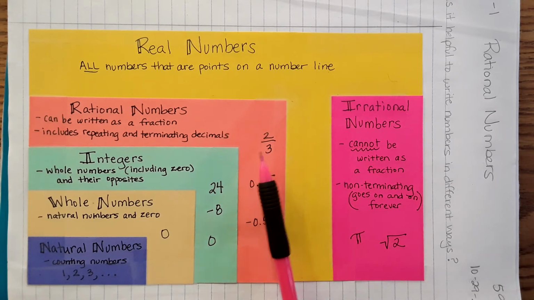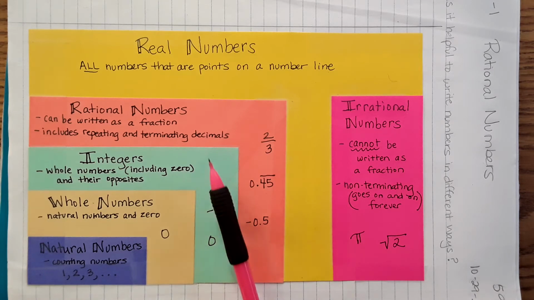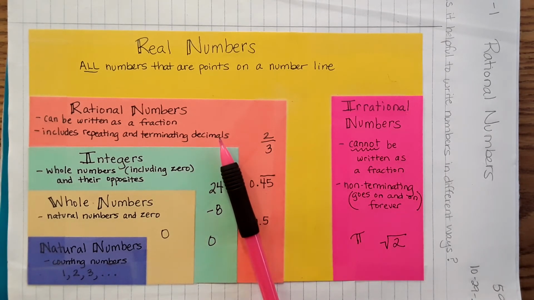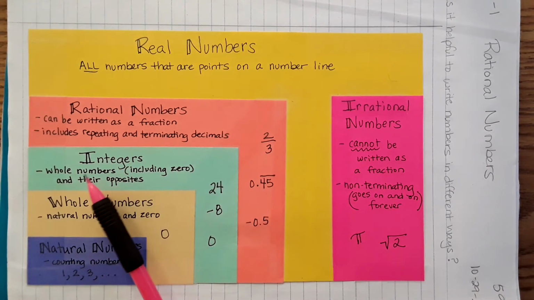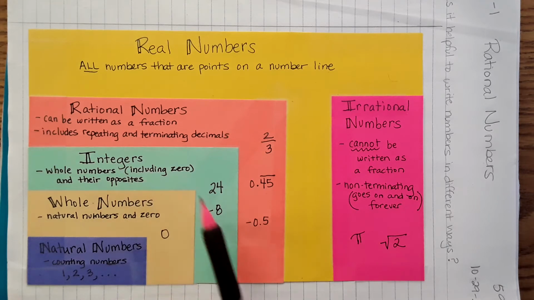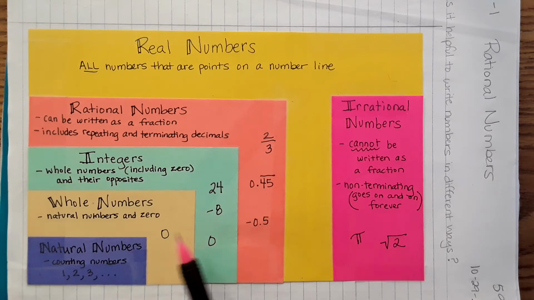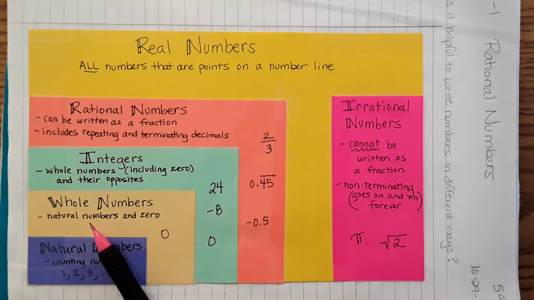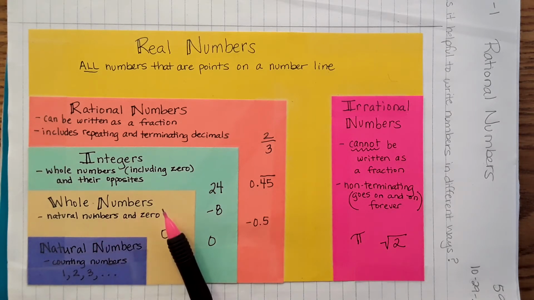So getting even more specific, integers. Remember, integers are overlapping, so integers are rational numbers and they are real. Integers are whole numbers and their opposites. Please don't forget that a whole number includes 0, even though it does not have an opposite. So then let's get even more specific. Whole numbers are natural numbers and 0. So what is a natural number? They're counting numbers. When you count, you begin with the number 1. So we would have 1, 2, 3, and so on.